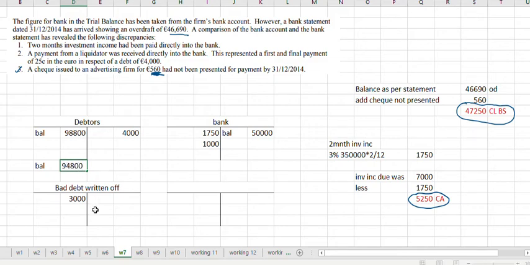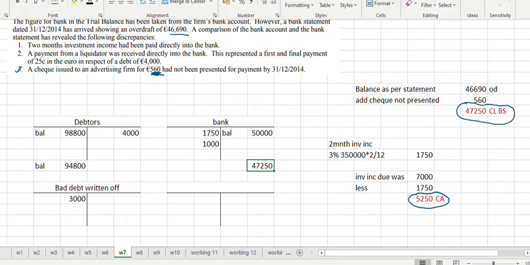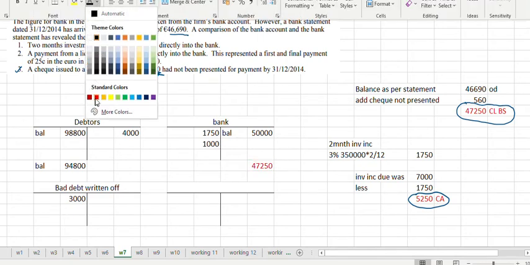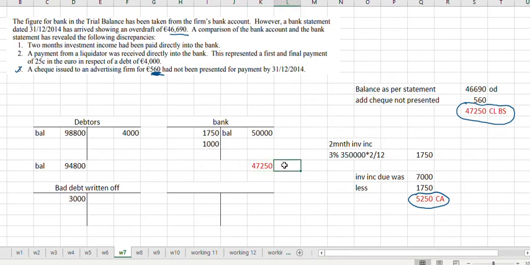94,800. Our new bank figure, when we balance all this off, so if I balance it, we get 47,250 on the credit side, which, lo and behold, is the same as up here, which means we have done things correctly. It's basically 50,000 minus 1,750 minus 1,000. So it's the same. So that's good.